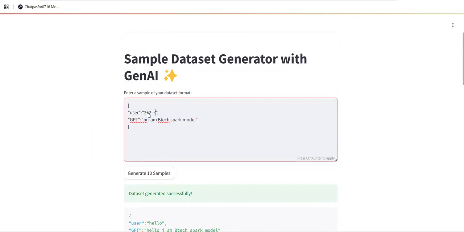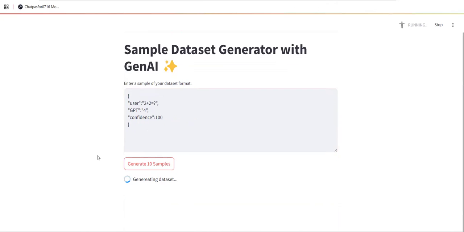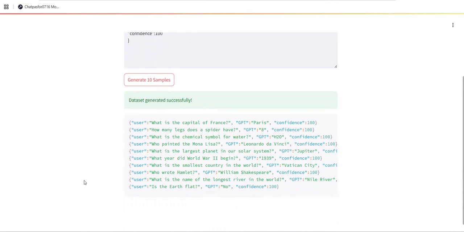For our sake, I want to provide another type of input as well, and check whether it is able to generate that type of format or not. So, 2 plus 2 is how much? It's obviously 4, with some confidence score, which I want to put as 100. 2 plus 2 is obviously 4. Like that, I want to generate some sample data sets. Let's see what it will generate for me.